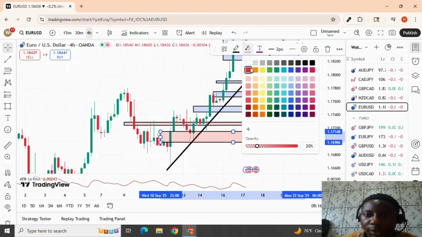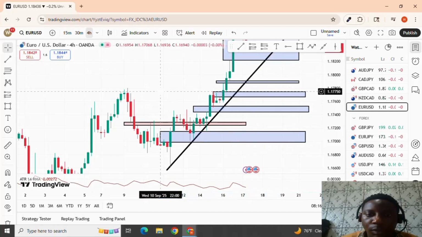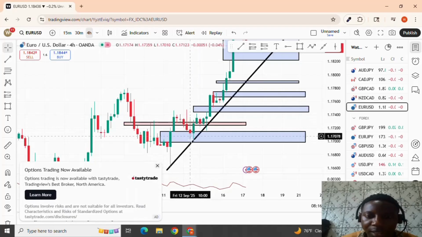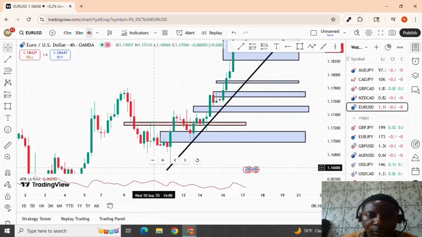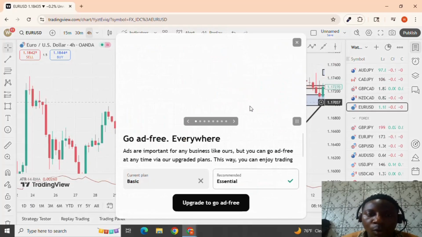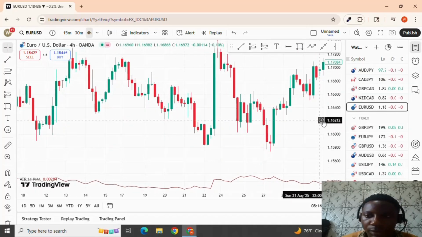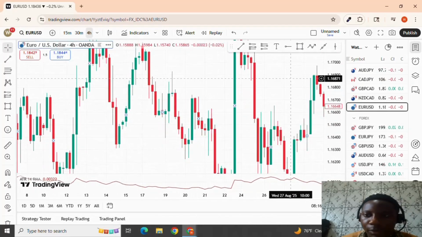I'm going to color it blue. And guess what price did? Price came back, we tested it, and price kept on going further. So let me focus a little bit more on bearish fair value gaps for you guys.